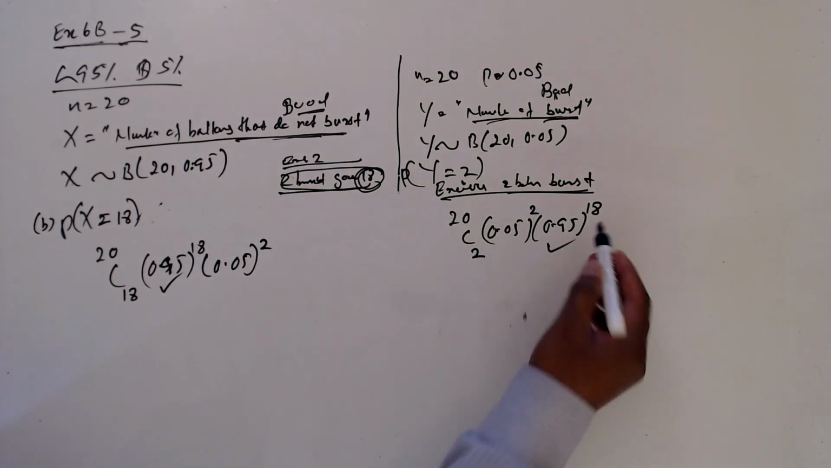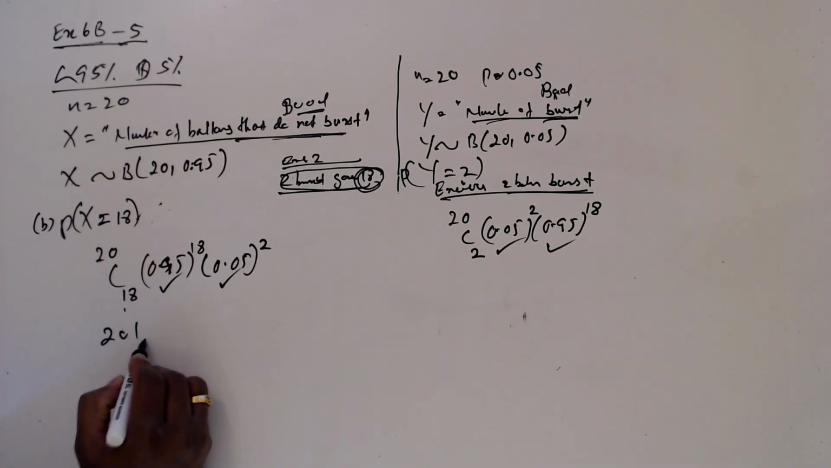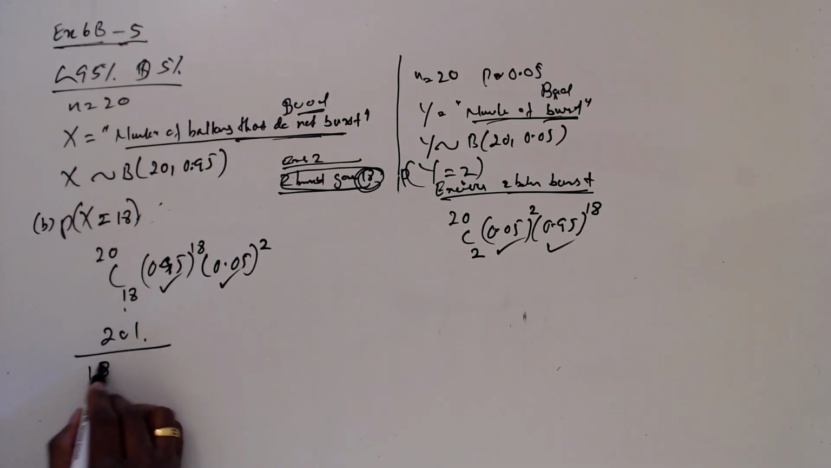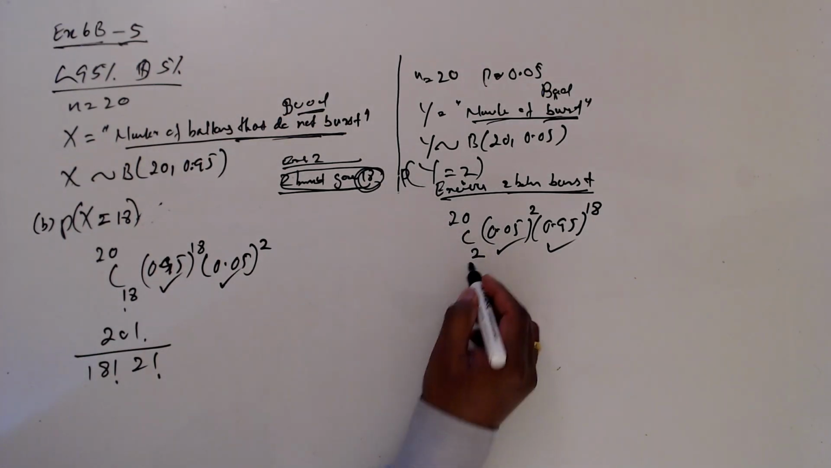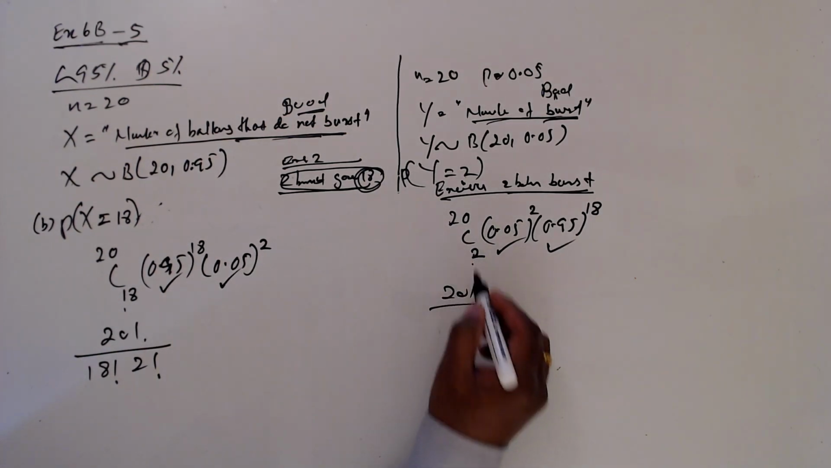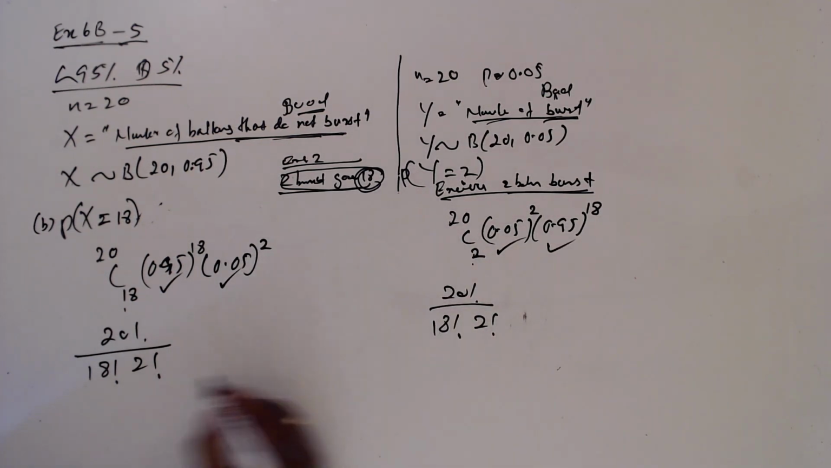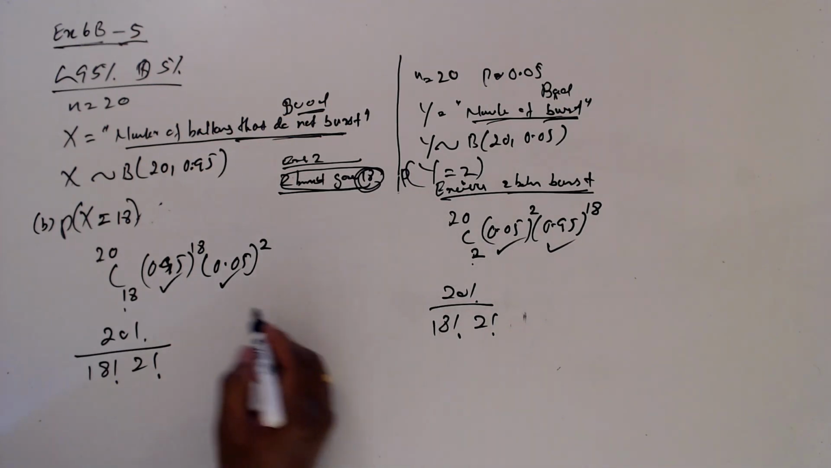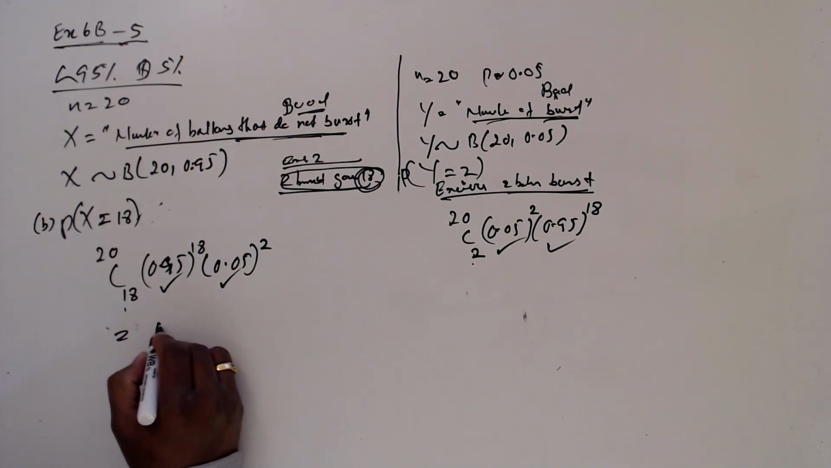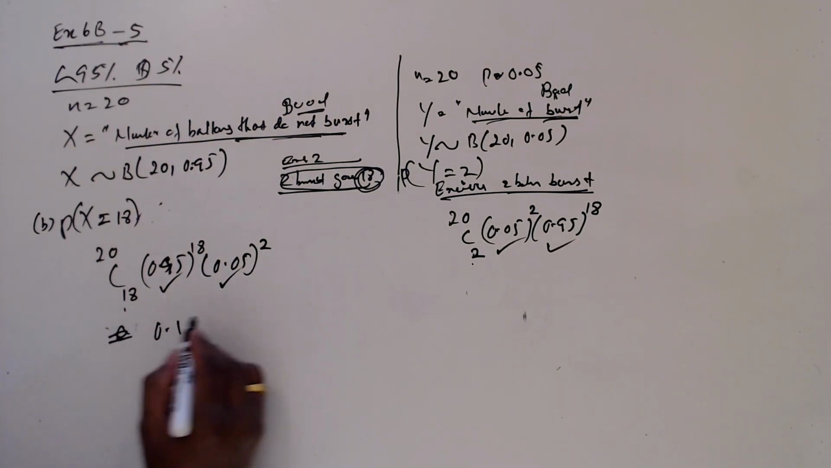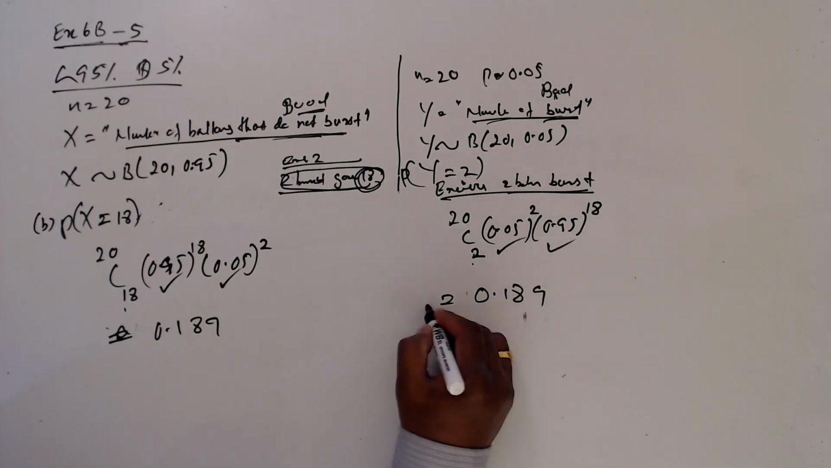Now you can see both are the same. 0.95 here, 0.95 here, 0.05 here, 0.05 here. 20C18 means factorial 20 over factorial 18 times factorial 20 minus 18, which is factorial 2, and 20C2 is factorial 20 over factorial 2 and factorial 20 minus 2, which is factorial 18. Both are the same, so the answer should be the same for both. That is going to be 0.189 approximately.